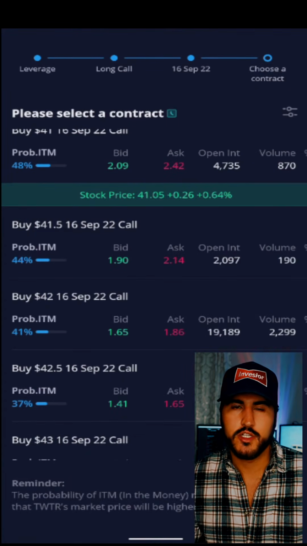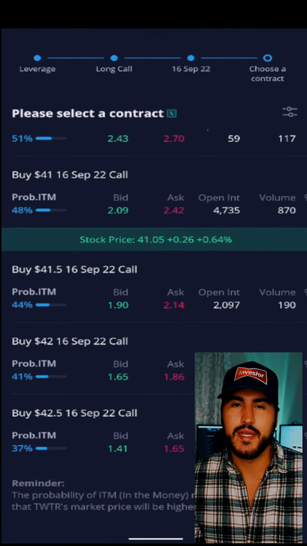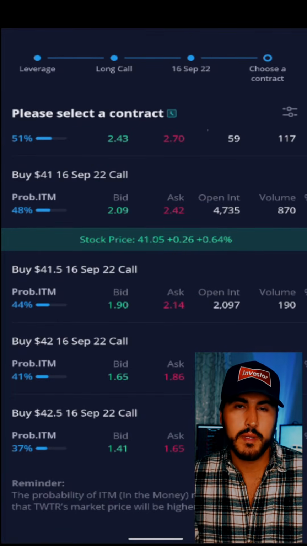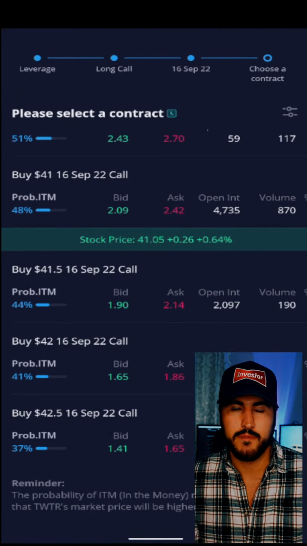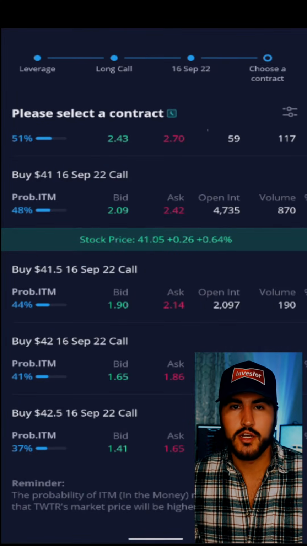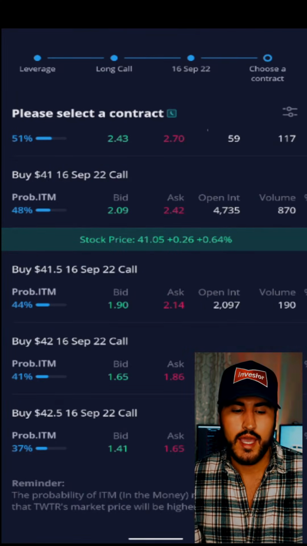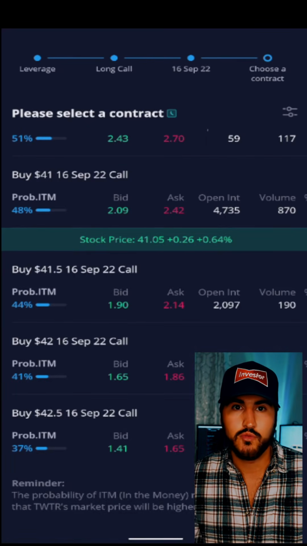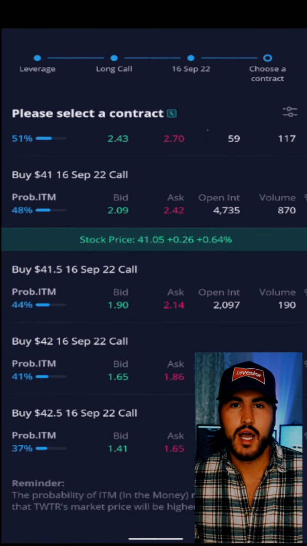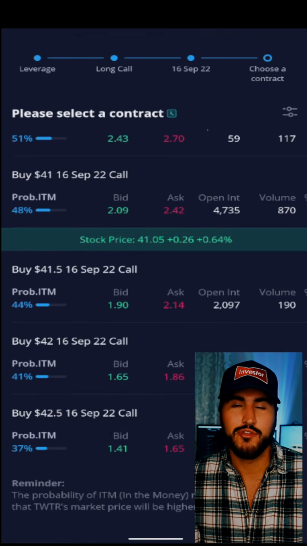There's some other information that's relayed on this screen, such as the bid and the ask. The difference between the bid price and the ask price is the spread. Essentially, the bid price is what buyers want to buy this option for, and the ask price is what sellers want to sell it for. If you can buy an option that's closer to the bid, that's better for you. It's going to be cheaper and it's going to cost you less.